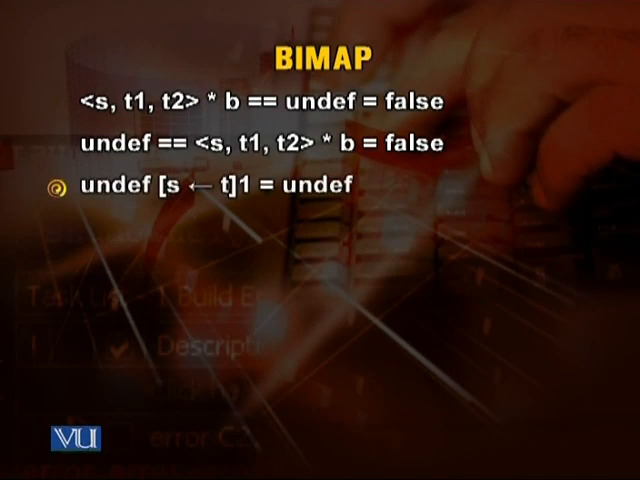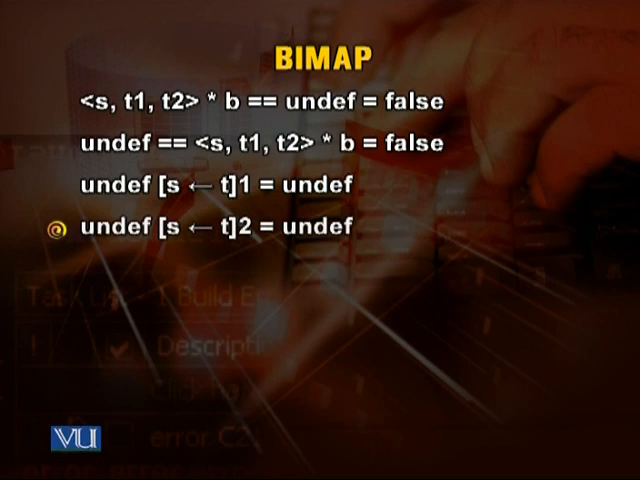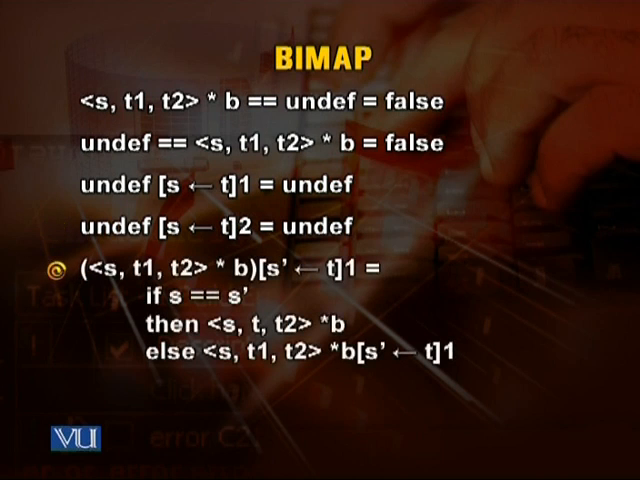Then we say undef S left arrow T1 is undef. So the bimap we are supplying here is undefined, hence what we get back is undefined. So we cannot modify anything because the bimap itself is not defined. The same is the case for the second editor function. Now we write the editor in terms of the constructor.